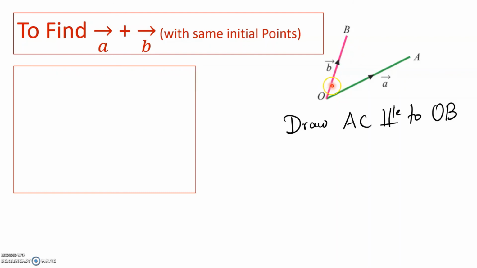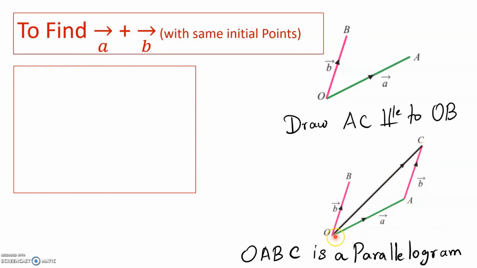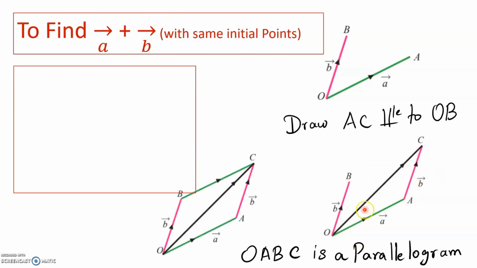Let's draw a line AC. It starts from here at A and is parallel to OB. Parallel to OB, draw a line here, AC. Okay, I've done that. Now we can call OC the sum of vector A plus vector B. You can see that OACB is a parallelogram.